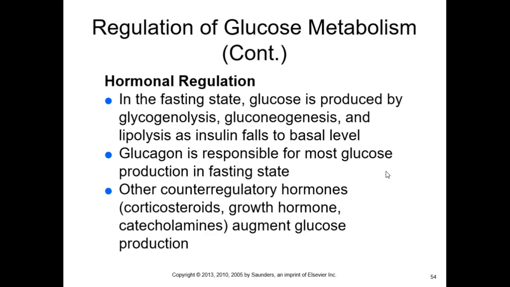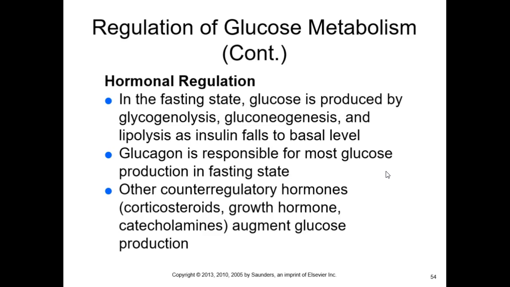Hormonal regulation. In a fasting state, glucose is produced by glycogenolysis, gluconeogenesis, and lipolysis. So you haven't eaten anything for a while, but you still need sugar, so you take it from existing stores, right? Glucagon is the hormone responsible for glucose production in the fasting state.